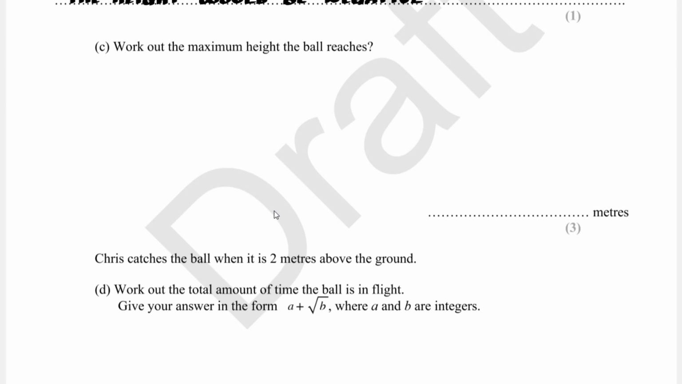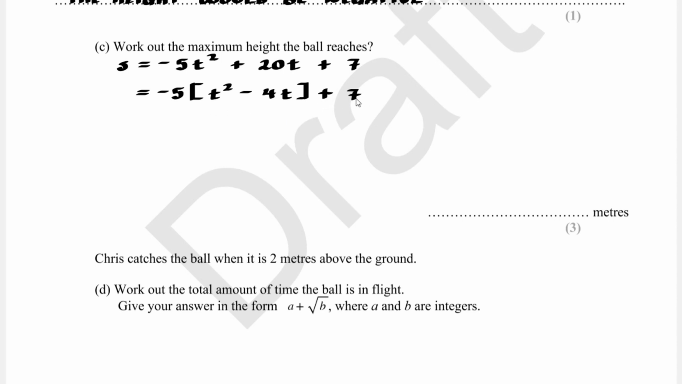Part C, work out the maximum height the ball reaches. To do this, we need to think about our equation s equals negative 5t squared plus 20t plus 7. To find the maximum height, we would have to complete the square, from which we can find out what the maximum height is. So, to complete the square, if I take a look at this negative 5t squared and the 20t, I can factorise out a negative 5, leaving me with t squared subtract 4t inside this bracket. And then I add on the 7.